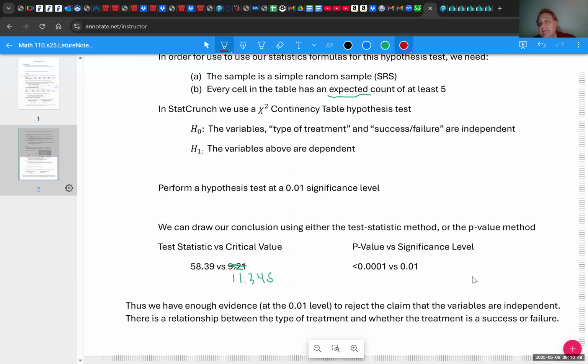So we're rejecting the claim that the variables are independent, which means that the relationship between the type of treatment and whether or not the treatment is a success or a failure is a dependent relationship. There is a relationship between those two, which is good. So then you can try to find the more likely treatment to have success, and whether that's within financial possibilities, or whether the clinic you're at does that type of treatment. But you can use that with the knowledge that it really does depend on the type of treatment used.